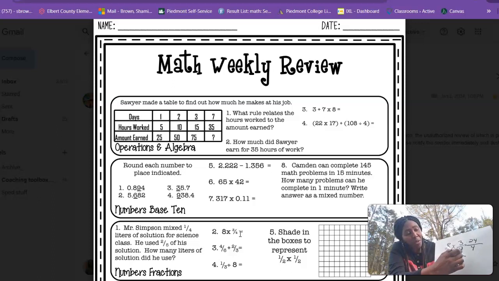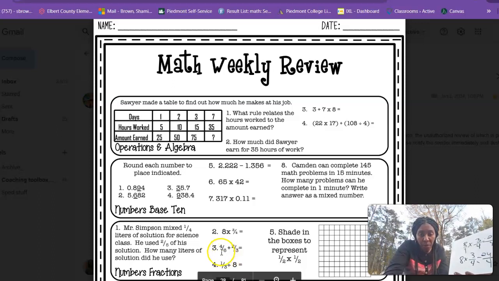8 times 3 is 24. And then just a 4. 4 is multiplied by nothing, so it's just, well, 1. So it's just 4. Alright, and then you do the rest of them. You're multiplying 4, 6. Oh no, this is adding. 4, 6 plus 2/3. So you need to find a common denominator.